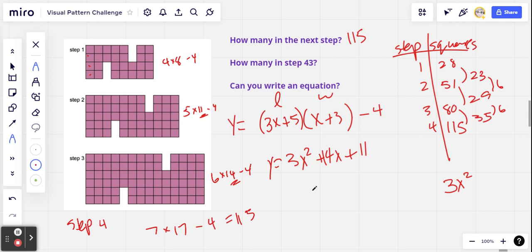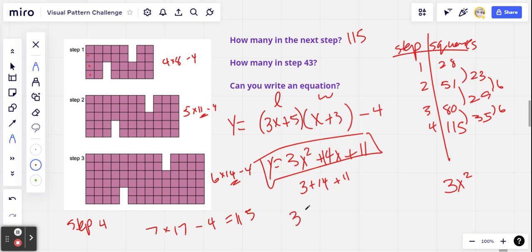And I don't think we have to test it too much. You can go ahead and do that. We saw that it came directly from our visual intuition here, so I think this is going to work. Let's just try it in step 1 just to make sure we didn't misplace a sign or something like that. So this would be 1 squared times 3 would be 3 plus 14 times 1 is 14 plus 11. So that's actually 14 and 14, and that's 28. And yes, that's how many we got there. You can test this with step 2 and step 3 if you like, but I'm confident that this is our equation.